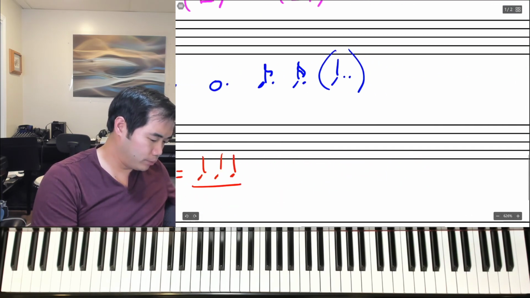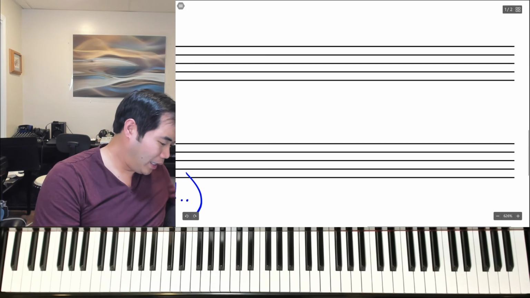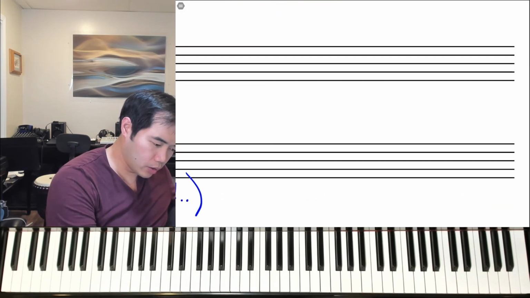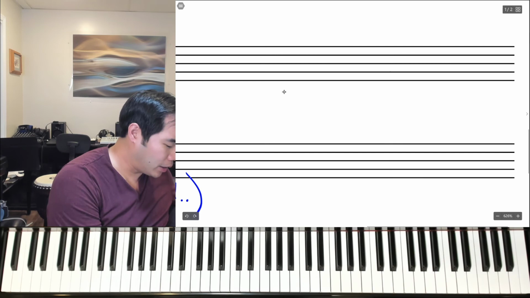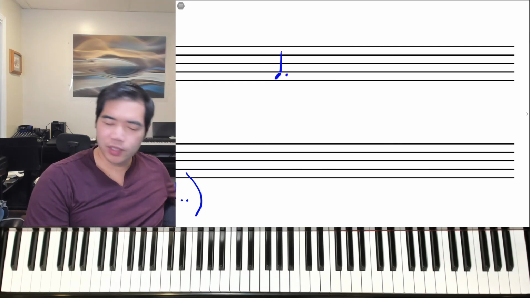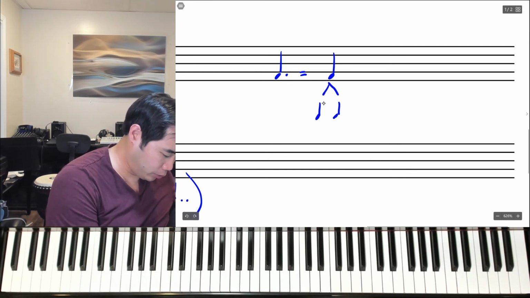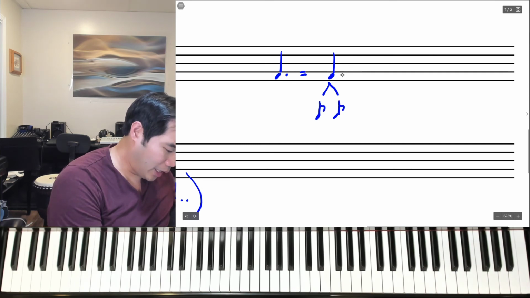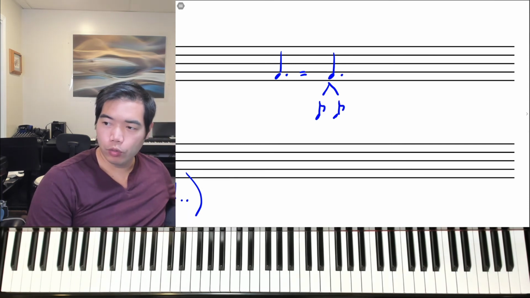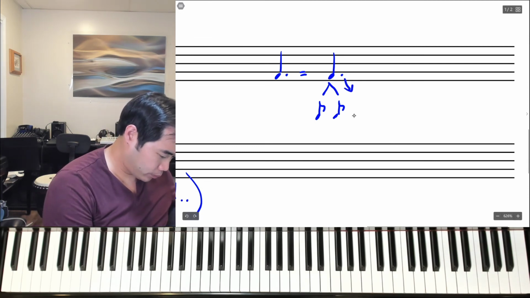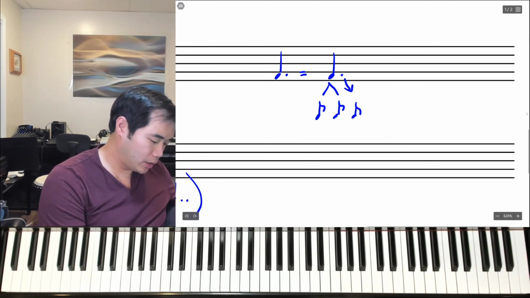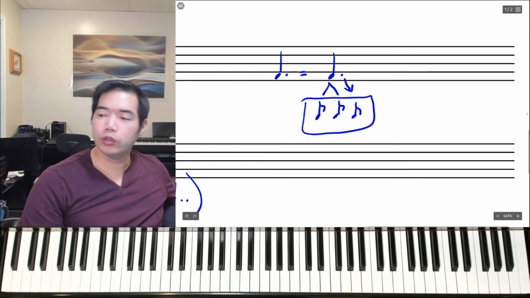Now sometimes you might have an example where you're dealing with a dotted quarter note. We do this the same way. Another way of representing a dotted quarter note is dividing the quarter note into 2 parts, which means we're dividing it into eighth notes. And the dot is half of the quarter, which is also an eighth. So it means that a dotted quarter note is equal to 3/8 notes.